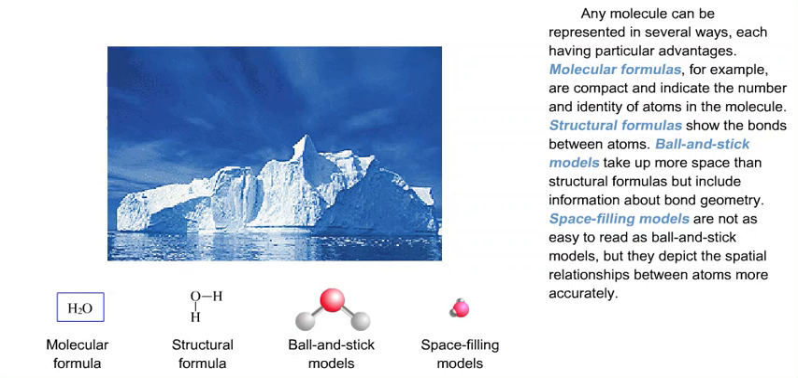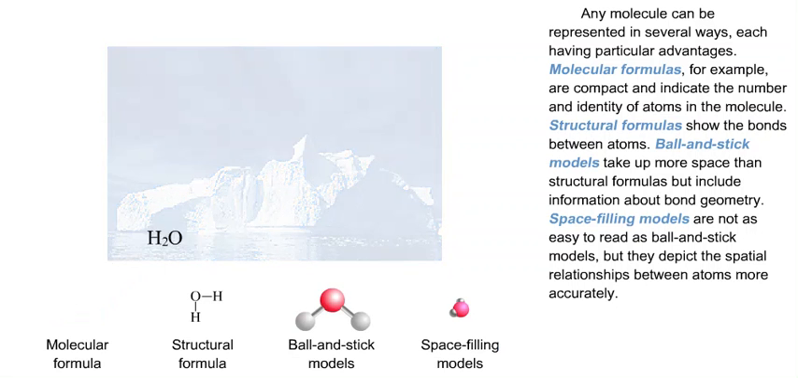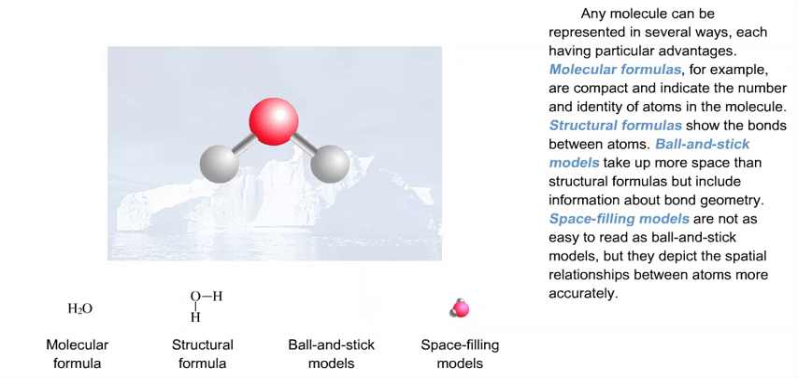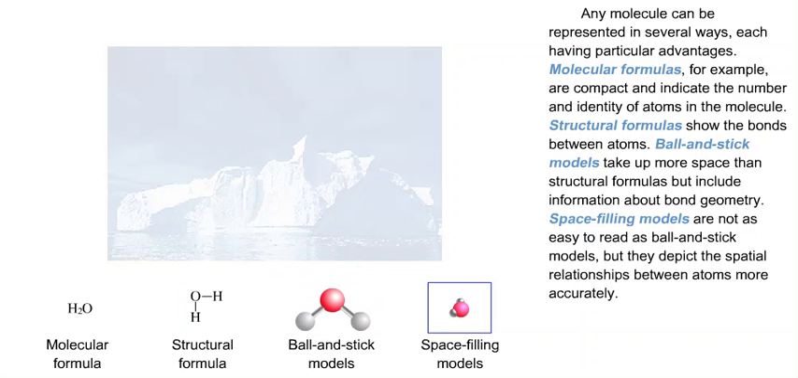Molecular formulas, for example, are compact and indicate the number and identity of atoms in the molecule. Structural formulas show the bonds between atoms. Ball and stick models take up more space than structural formulas, but include information about bond geometry. Space-filling models are not as easy to read as ball and stick models, but they depict the spatial relationships between atoms more accurately.